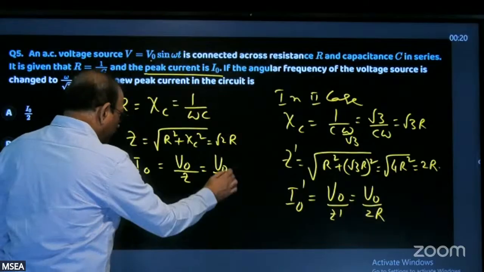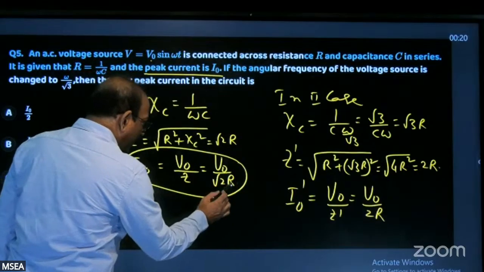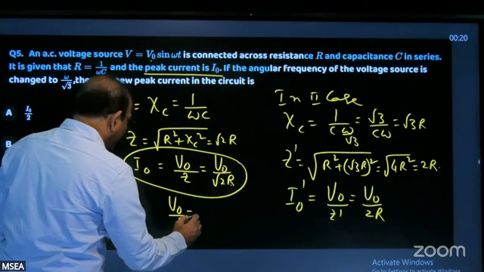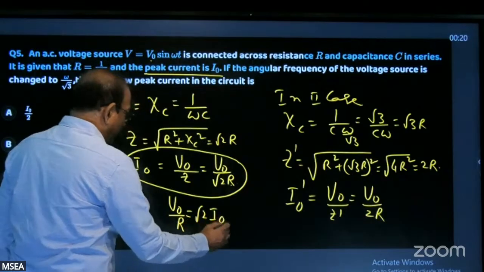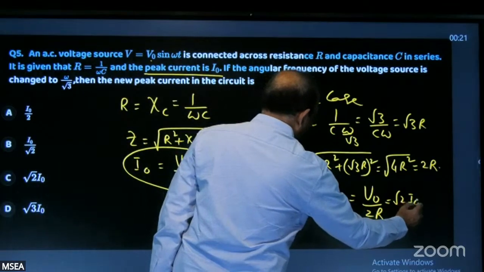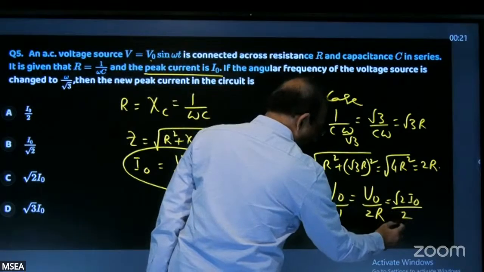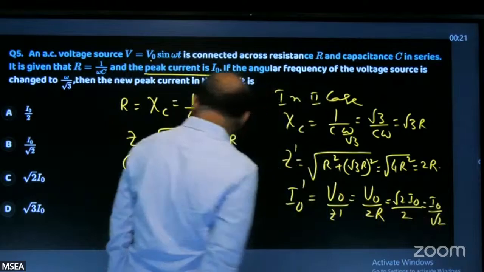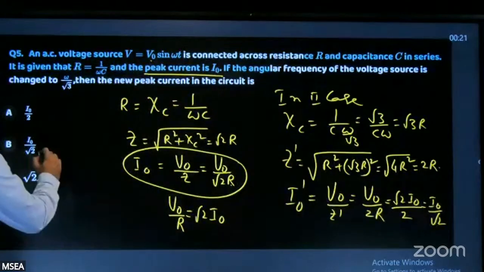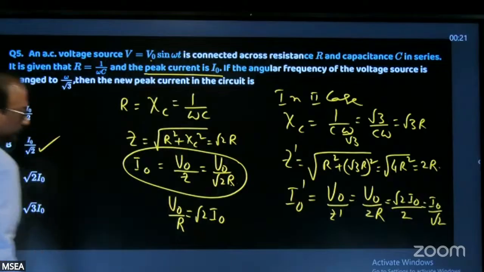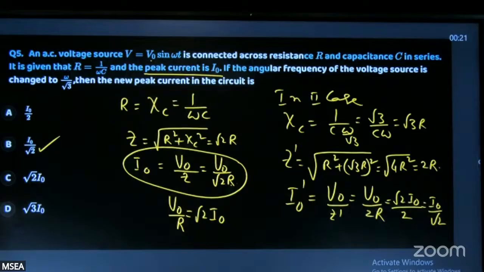But according to the first equation, what is V naught by R? V naught by R is root 2 into I naught. So V naught by 2R is root 2 into I naught by 2. One root 2 cancels in this. You will get I naught by root 2. Finish.